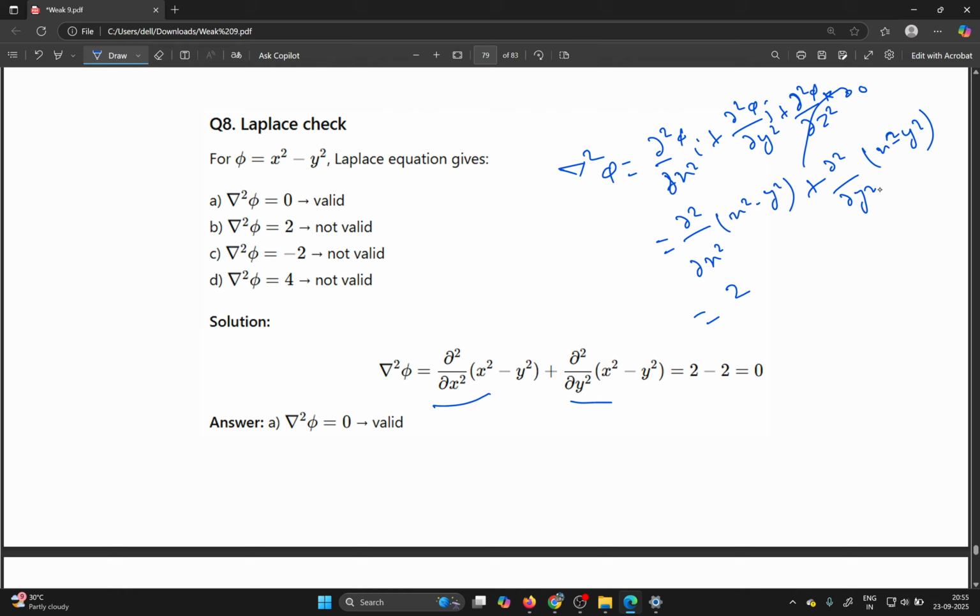So finally, when we double differentiate, you will get 2. And if you double differentiate here, you will get minus 2, because del by del x of x square is 2x, then differentiating again gives 2. Then with y, you have minus 2y, and differentiating again you get minus 2. So plus 2 and minus 2 is definitely 0. So this is the valid one. Option A is correct here.